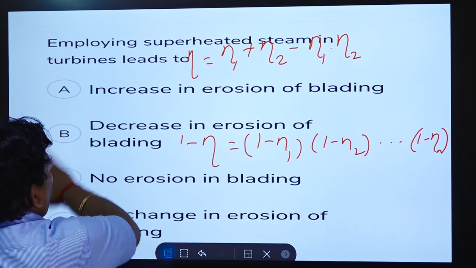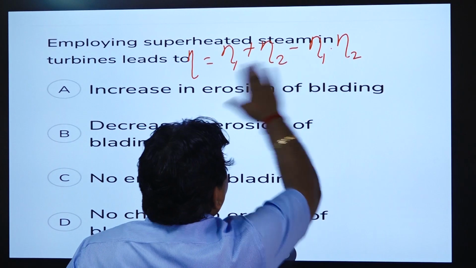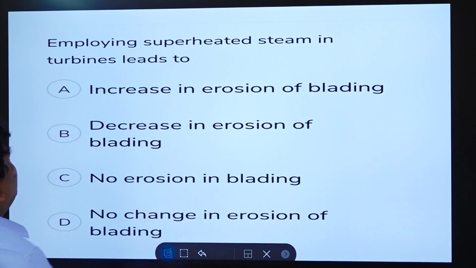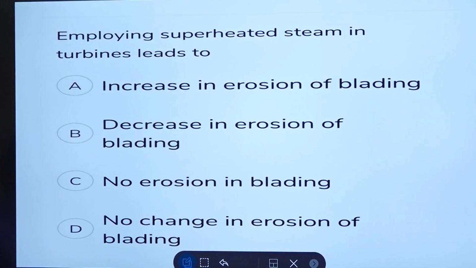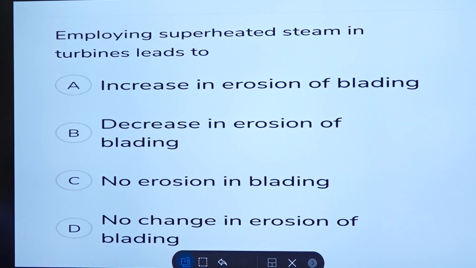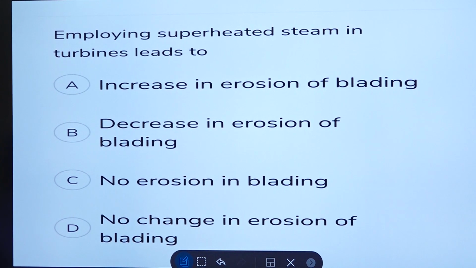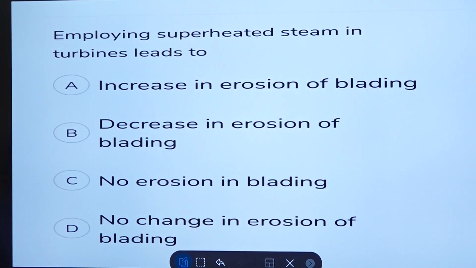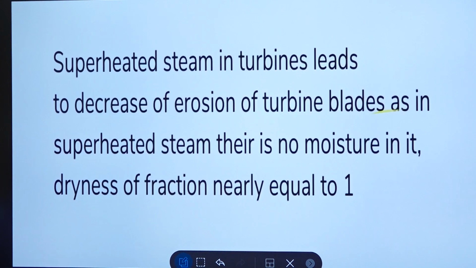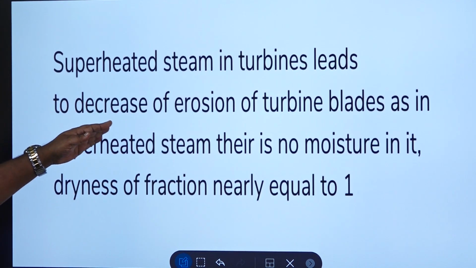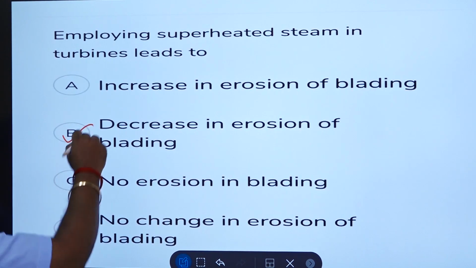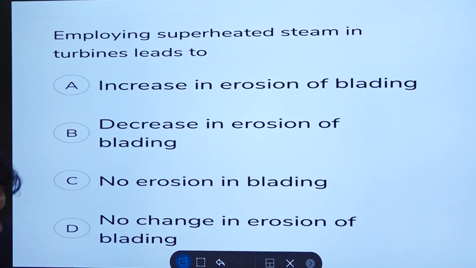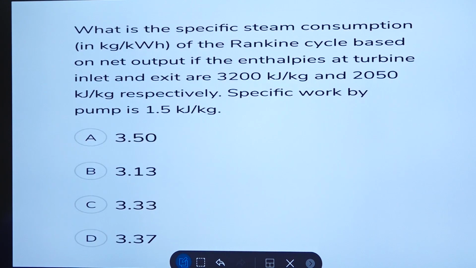Okay, next one is, employing superheated steam in turbines, it leads to what? When you employ superheated steam in turbines, you can see that it leads to a decrease in the erosion of turbine blades. So the option is B. Directly you can answer these things because we know all this.